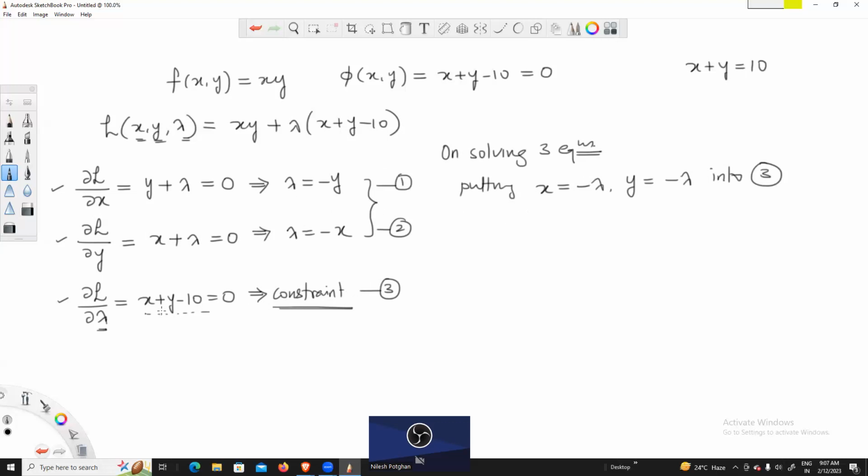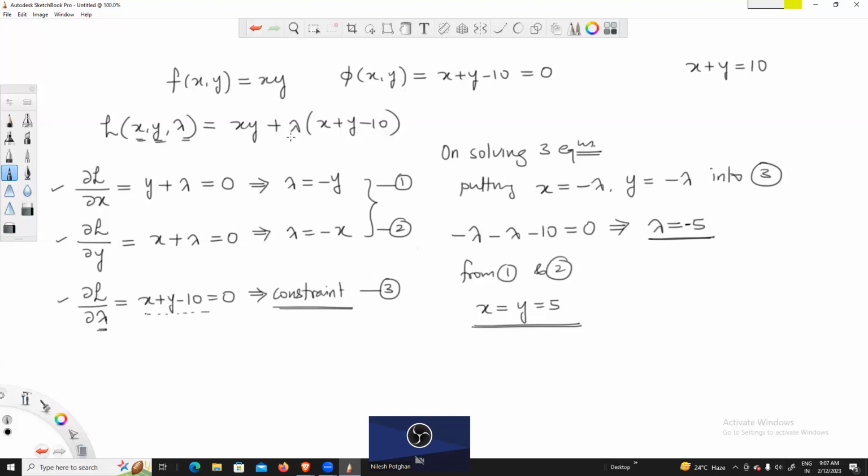And I'm putting this in the third equation, which is nothing but my constraint. So minus lambda, again y, minus lambda, minus 10 equal to 0. So if you solve, you get the value of lambda equal to minus 5. And again from 1 and 2, if you put this value of lambda, minus 5, you get x equal to y equal to 5.